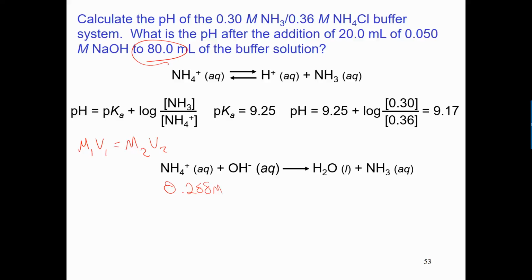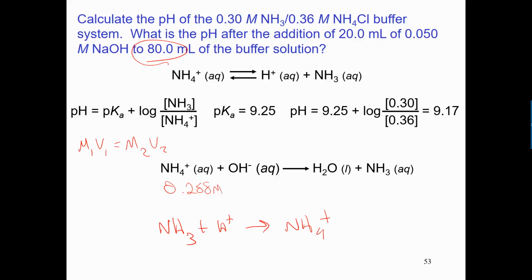If I was adding acid, I would write this the other way, because it would be the base reacting with the acid. Does that make sense? If I was adding HCl, we would add H plus on the right side: NH3 plus H plus produces NH4 positive.